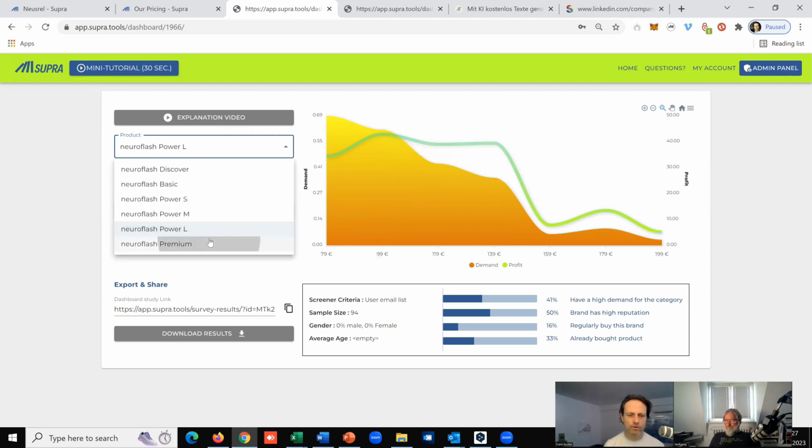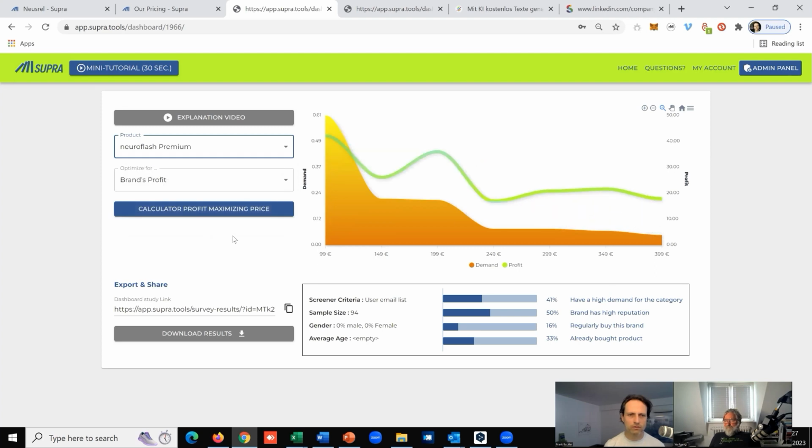And the premium sold for 190. It's also at 99, the profit optimum. So you could, of course, still decide to do 199, because eventually you want to have price anchors. Basically, you just want to have a high price so that the other packages look cheaper.